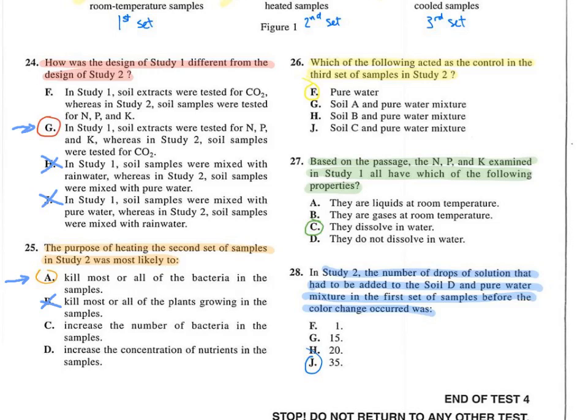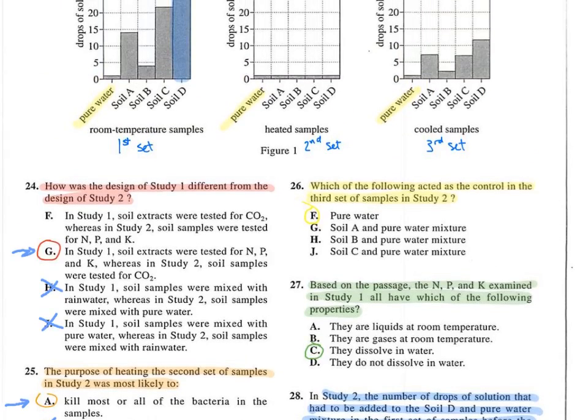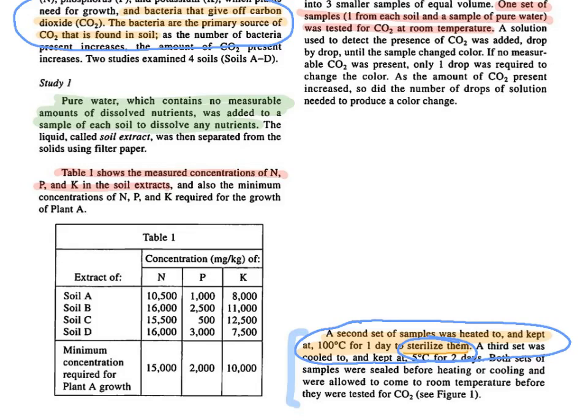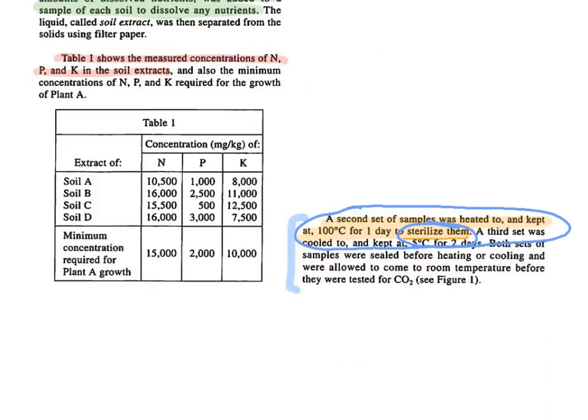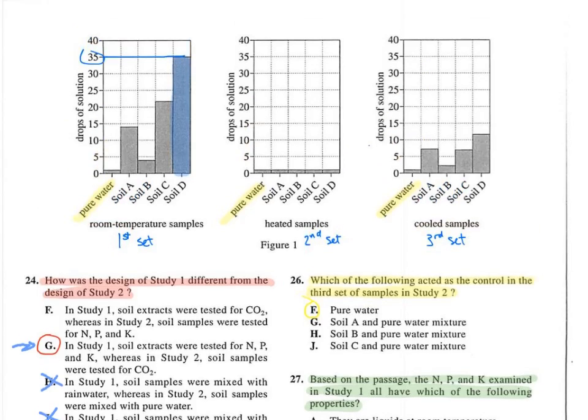26 says, which of the following acted as the control in the third set of samples in study 2? So in study 2, what they were using as a control, instead of dissolving a soil to test for the presence of CO2, was pure water, which they knew wouldn't have any CO2 in it because there should be no bacteria in it. So pure water was the standard for comparison. That was the control. 26 was F.